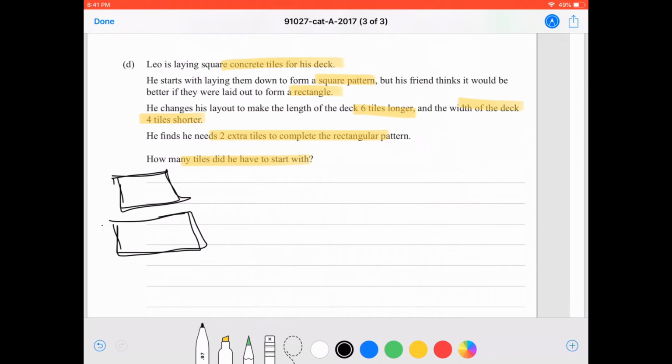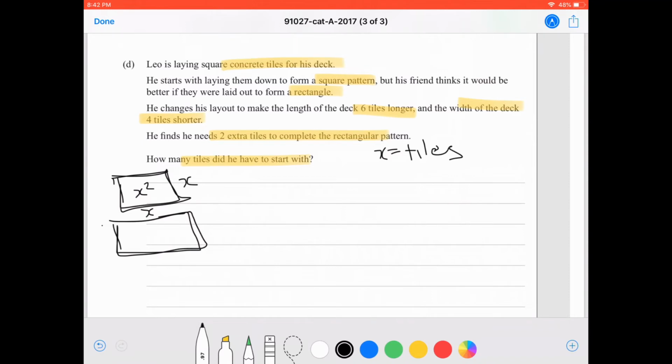So for the square, obviously, properties of a square, all 4 sides are the same length. So let's say x is the number of tiles he started with. So we had x, and the area, if it comes to that, was x squared.